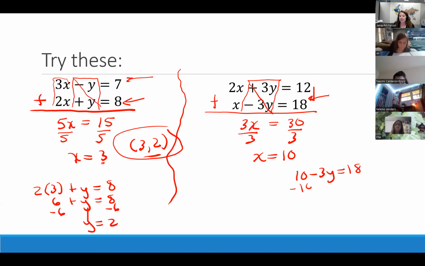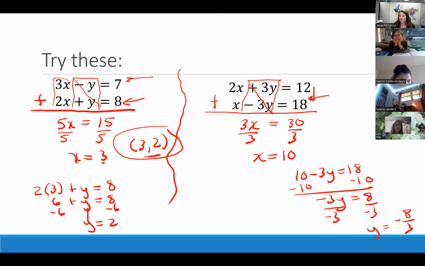I'm going to subtract 10 from both sides. I get negative 3y equals 18 minus 10, which is 8. I'm going to divide both sides by negative 3, and y is equal to negative 8/3, which of course we don't like fractions, but sometimes you do get a fraction as an answer. So my solution is 10, negative 8/3. That is my solution.